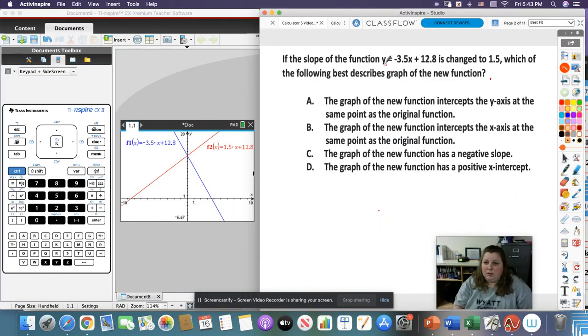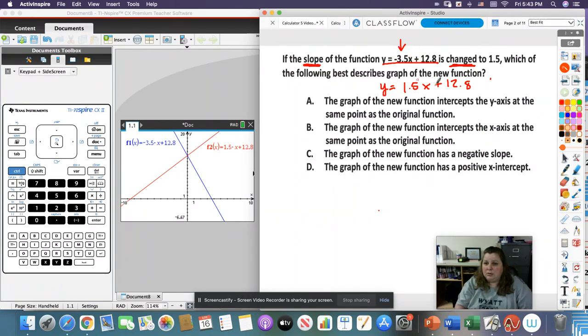So in this one, we only have one equation, but we're changing something. So we're changing, that's representative of a transformation. And so it says we're changing the slope. The original one has a slope of negative 3.5. The new one's going to have a slope of 1.5. So if I'm changing something, that means I have to write a new equation. So here's my slope. I'm changing it for 1.5x plus 12.8.